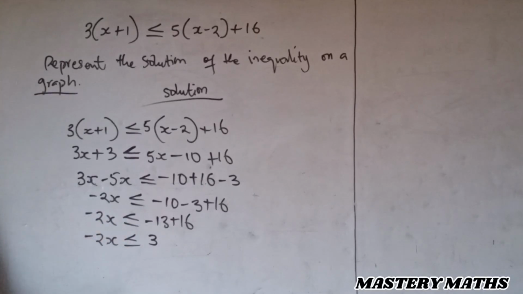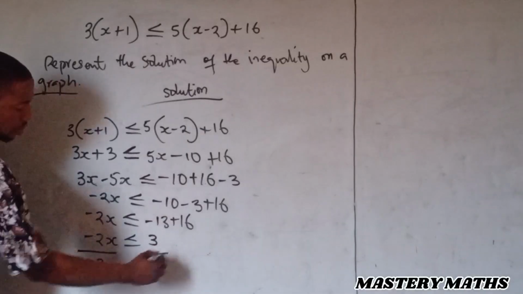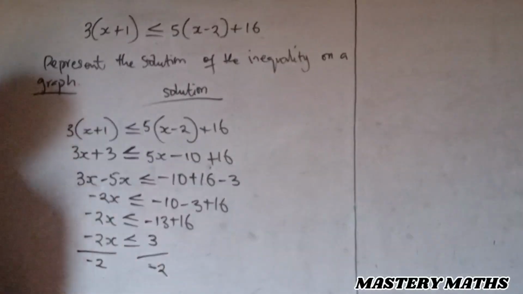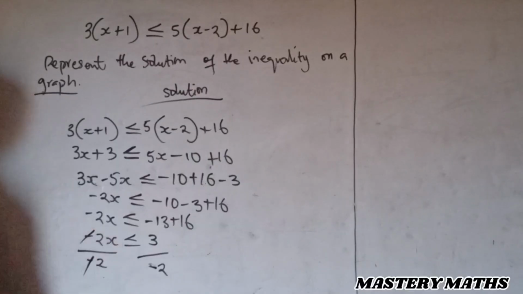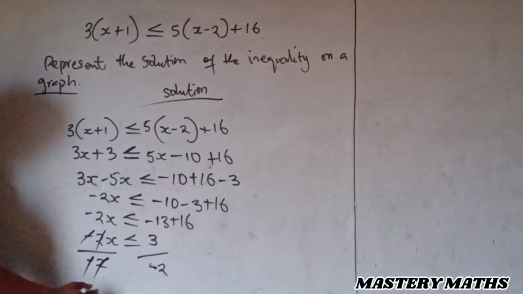So what should I do? I'll divide both sides by -2. Now, divide both sides by -2. So when we cancel -2, we remove the 2. What is remaining there? X is remaining.